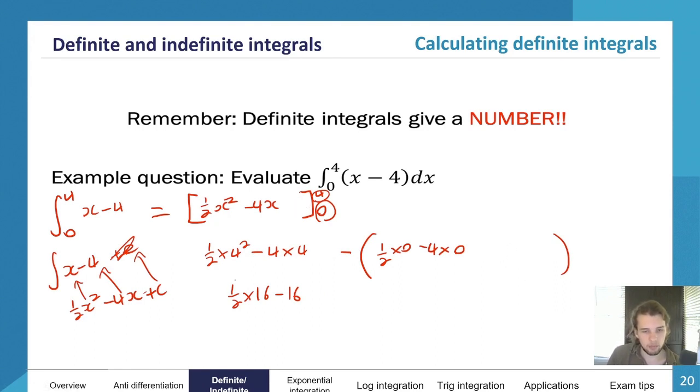So this is what we end up with. We end up with 8 minus 16, which is equal to minus 8. So that's our result. That's our definite integral.